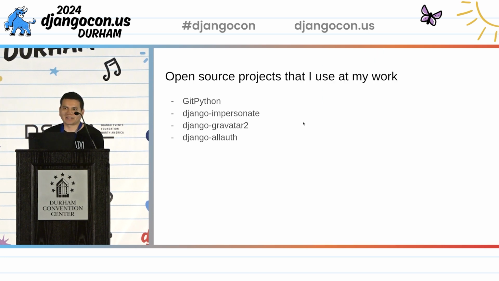Okay, but anyway, even in big projects, vulnerabilities happen. So in small projects, it's going to happen more often. I have a list of open source projects here: Kick Python, Django Impersonate, Django Gravatar, and Django Allow. What these projects have in common is that I use them in my work, and I have found vulnerabilities in all of them. I have reported the vulnerabilities, and they have fixed them.